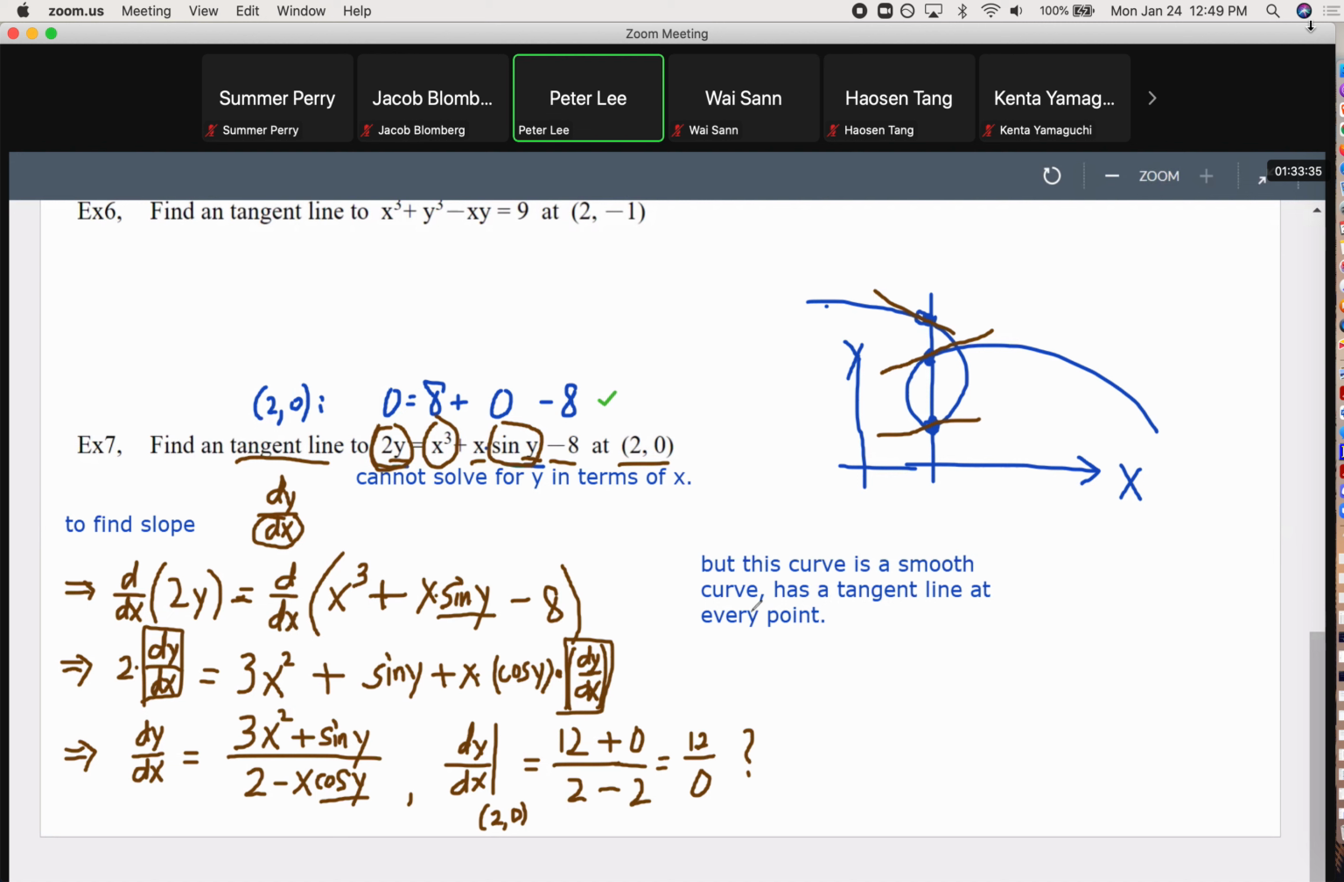By this. So now this is something you will not know, but in this case, that's what it is. So in this case, undefined, you know what? That means at this point, what happens here? We actually have a vertical line.